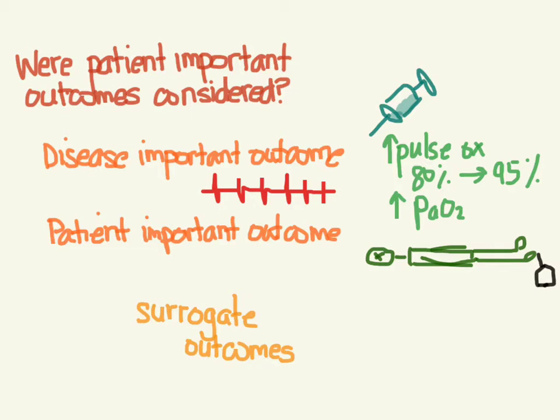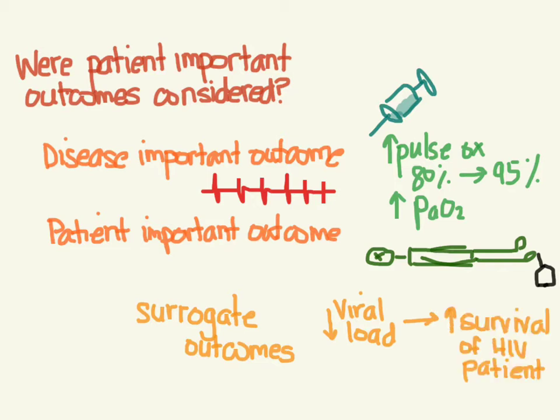So what about surrogate outcomes? Surrogate outcomes are disease-important outcomes that we pretty much think are related to patient-important outcomes. For example, viral load in HIV patients. So we know that if we decrease the viral load, we're probably going to increase the life expectancy of a patient with HIV. So a particular study that shows that it decreases the viral load, well, does a patient really care about the viral load? Maybe they do, maybe they don't. What they do care is that they survive.